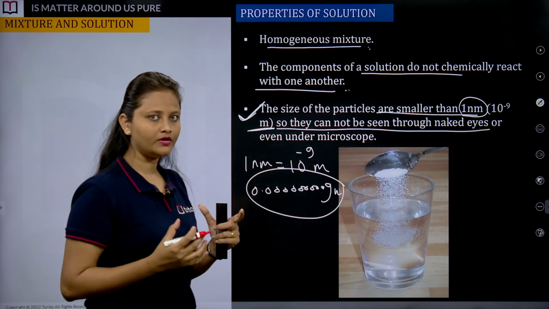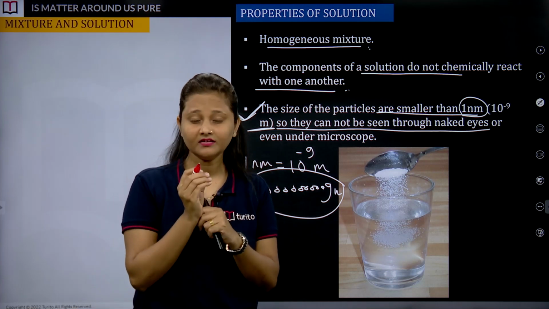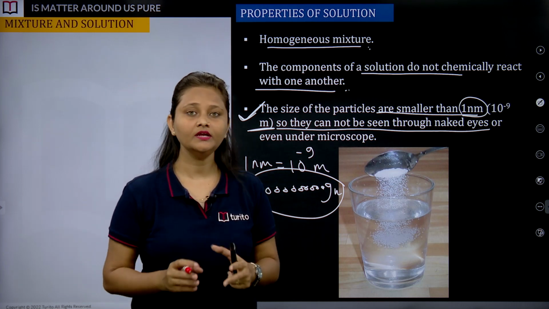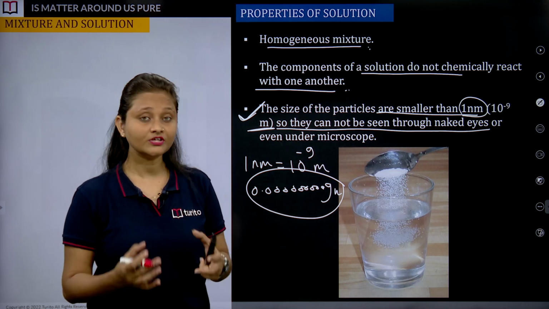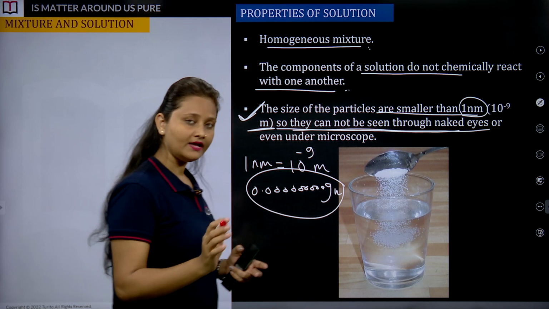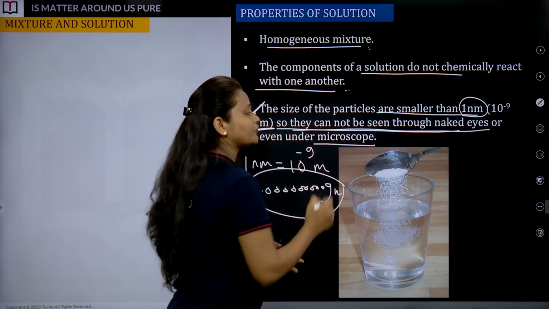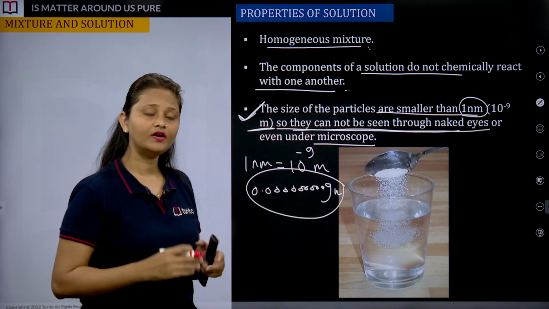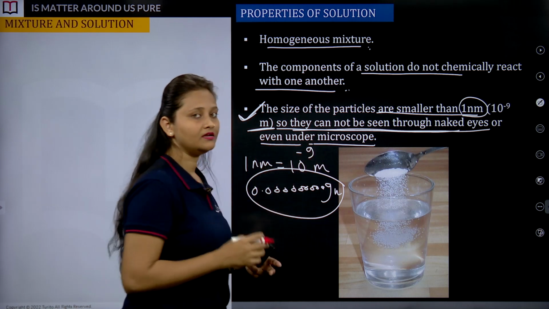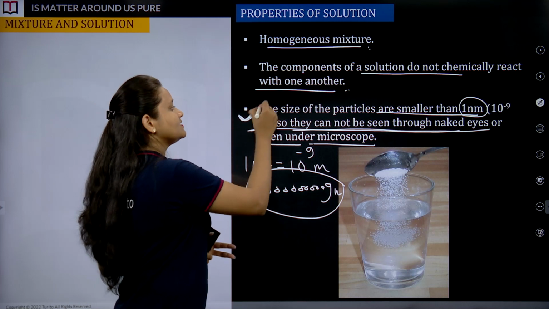Just imagine you are holding a salt solution. Can we see each and every particle there? No. That's why we say the particle size is so small that we cannot see them with our naked eyes. Can we use a microscope and see them? No, they are so small that we cannot see these particles even under a microscope. And that is its special property.